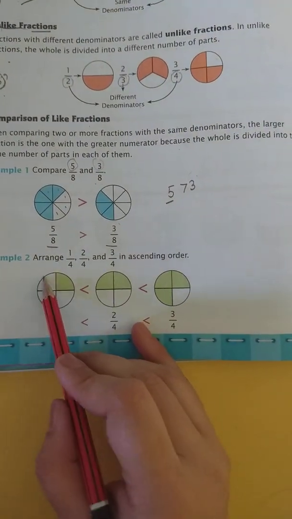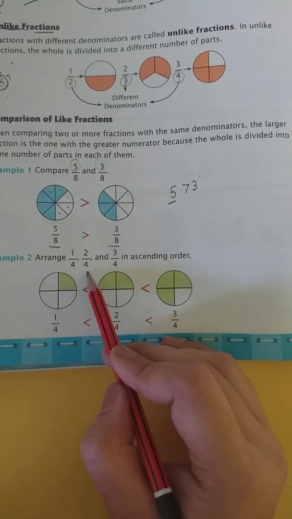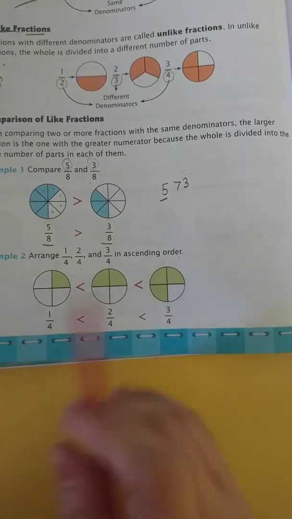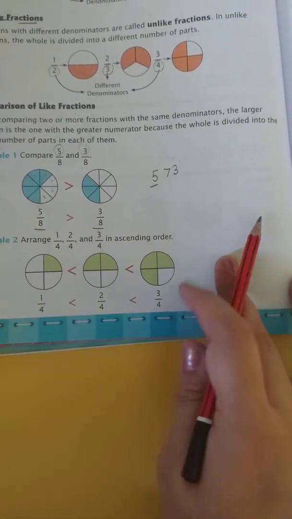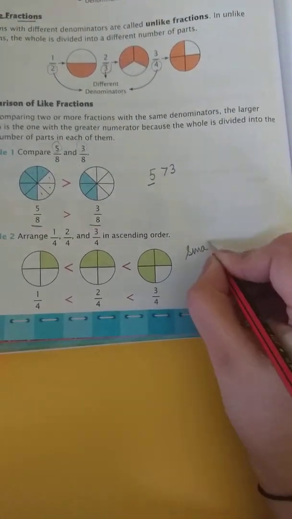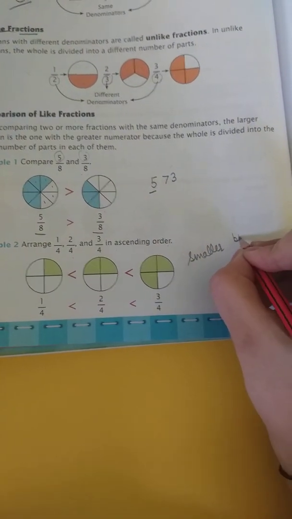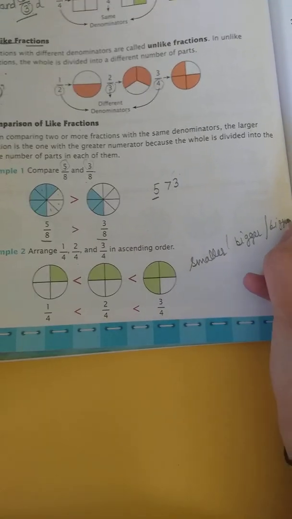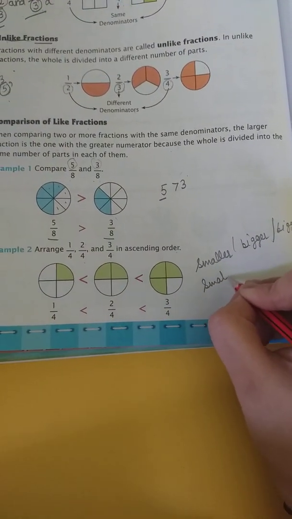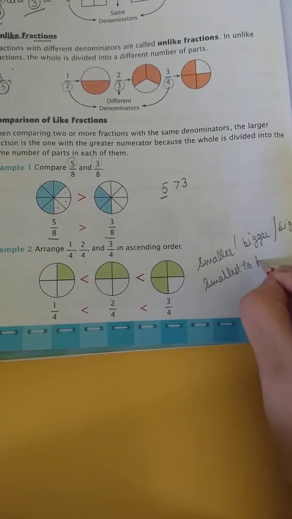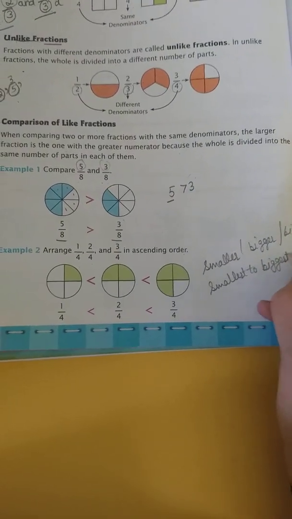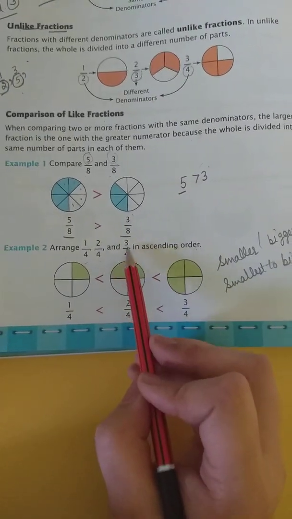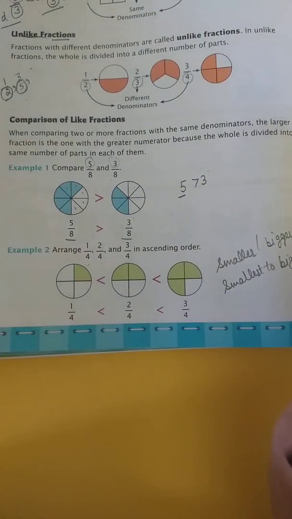We also know 5 is greater than 3, because 5 comes after 3. Next is arrange 1 by 4, 2 by 4 and 3 by 4 in ascending order. Ascending order means smaller, then bigger, then bigger. That means we have to move from the smallest to the biggest number.